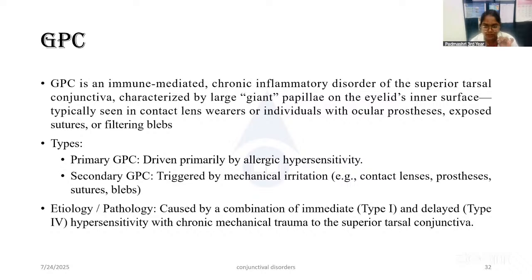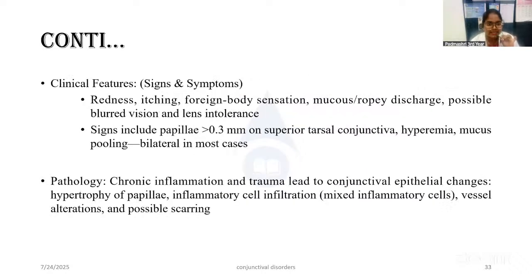Etiology: it is caused by a combination of immediate and delayed hypersensitivity with chronic mechanical trauma to the superior tarsal conjunctiva. Clinical features are redness, itching, foreign body sensation, mucus or ropey discharge, possible blurred vision, and lens intolerance. Signs include papillae more than 0.3 mm on the superior tarsal conjunctiva, hyperemia, and mucus pooling, which is bilateral in most cases. Pathology involves chronic inflammation and trauma leading to conjunctival epithelial changes, hypertrophy of papillae, inflammatory cell infiltration, vessel alteration, and possible scarring.